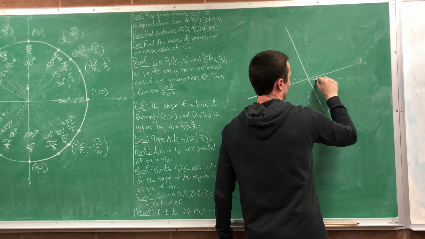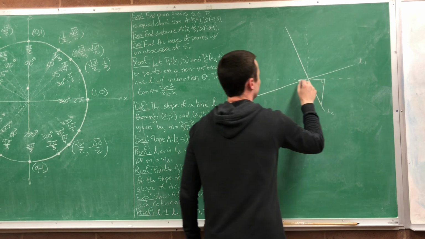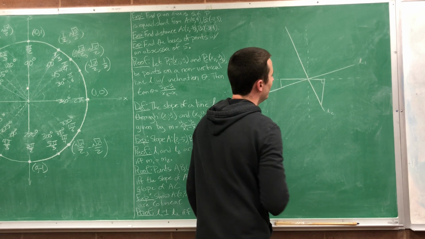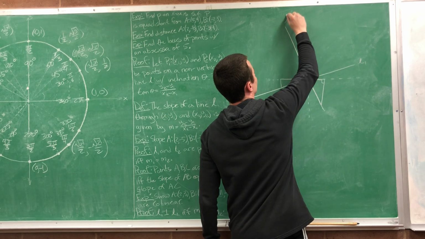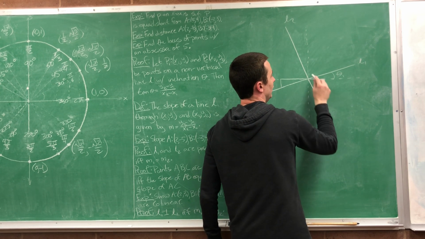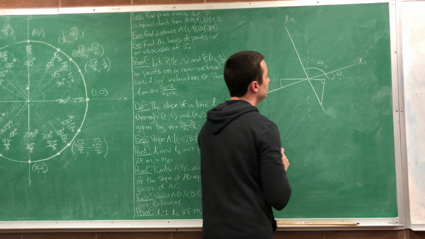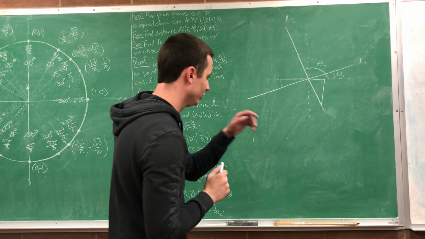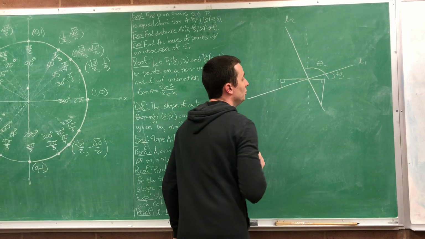So I'm going to create a right triangle right here. I'm going to call the angle from here to L1 theta 1. I'm going to call the angle from here to L2 theta 2. I know that theta 2 is 90 degrees more than theta 1. Not sure how that's going to help, but we'll see in a second.